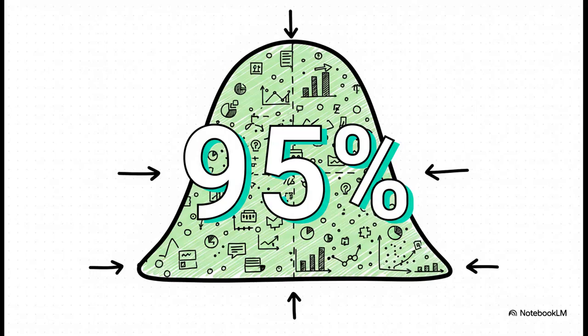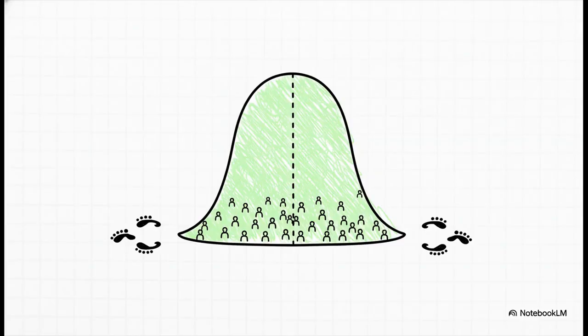Okay, now let's zoom out a little bit. The second number is 95%. So now we're starting to include a much bigger piece of the pie. That's right. A huge 95% of all your data points are going to fall within two of those steps, or two standard deviations from the average. This captures almost everything you'd expect to see.